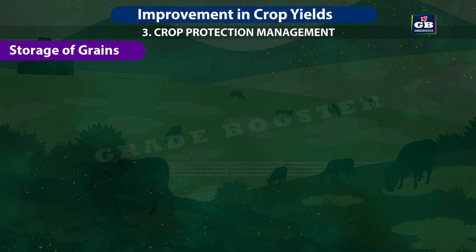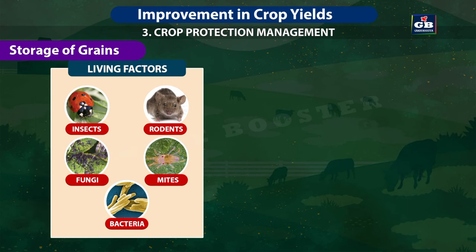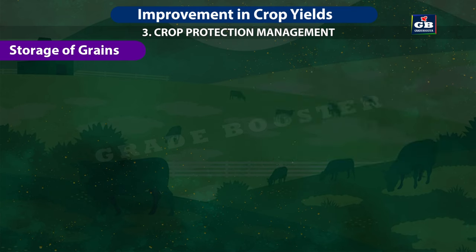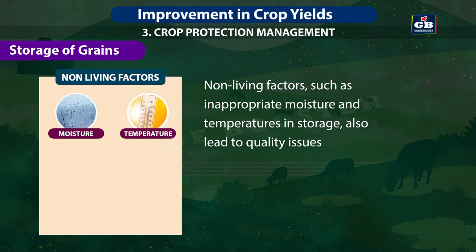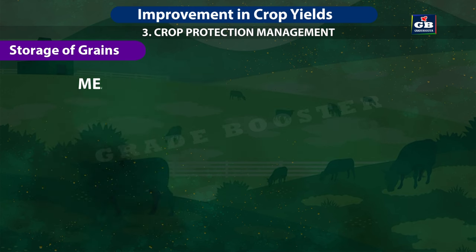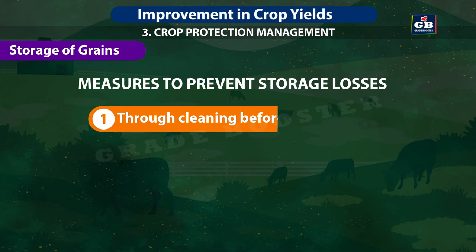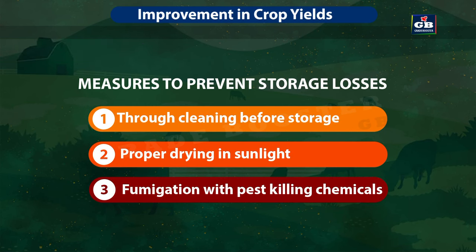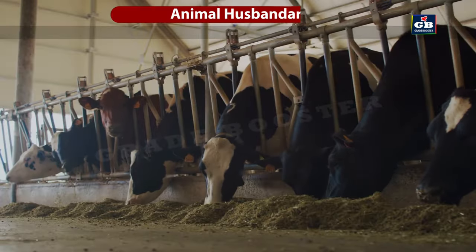Storage of grains. Agricultural produce can face high losses during storage due to living factors like insects, rodents, fungi, mites and bacteria, which contribute to quality degradation, weight loss, poor germination and discoloration of the produce. And it also makes the produce less marketable. Non-living factors such as inappropriate moisture and temperatures in storage also lead to quality issues and losses. To prevent storage losses, practices like thorough cleaning before storage, proper drying in sunlight and in shade, and fumigation with pest-killing chemicals are used.